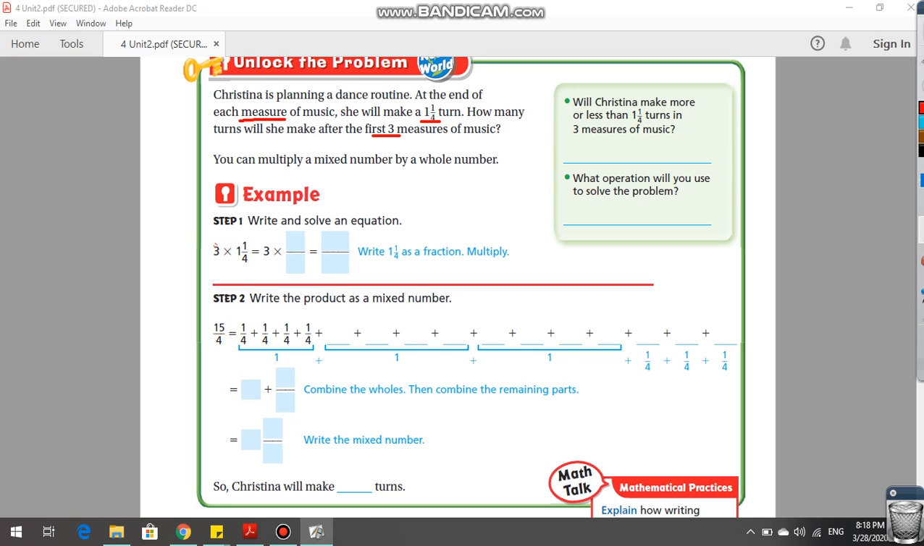Okay guys, I told you when we are multiplying a whole number by a fraction, I'm going to multiply the whole number by the numerator. But here I have a mixed number, guys. I don't have just a numerator, I have a whole number also. So how am I going to do it? I can do it like this. I have to convert it into a fraction greater than 1.